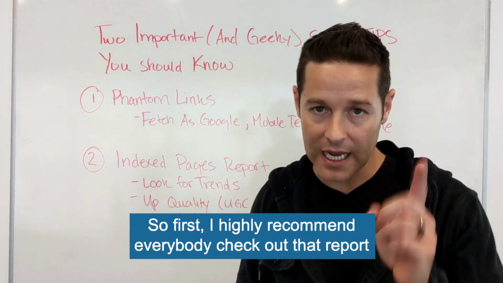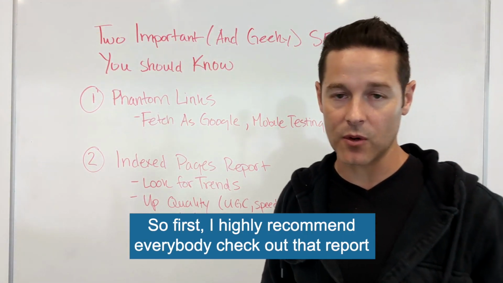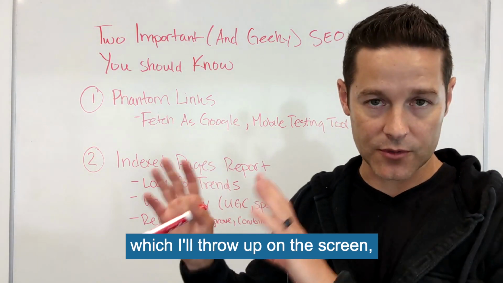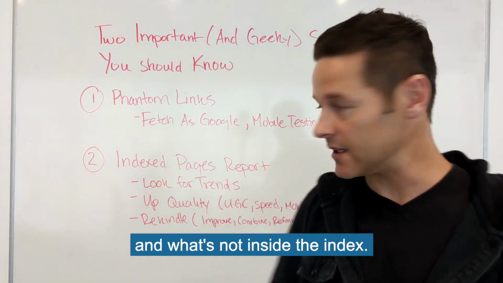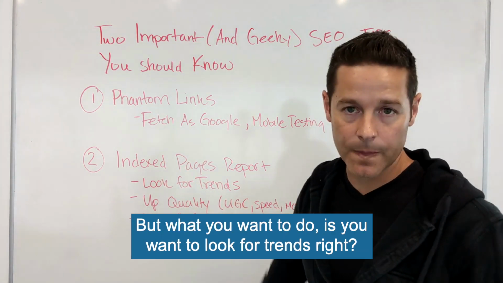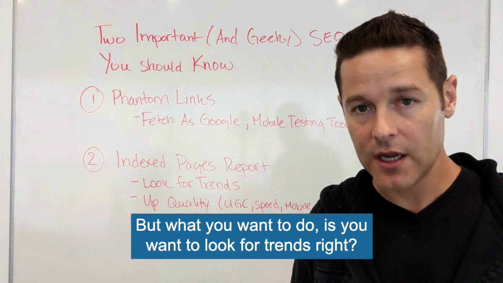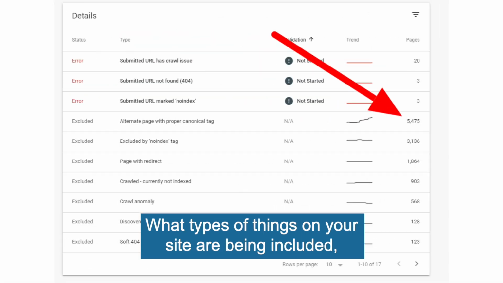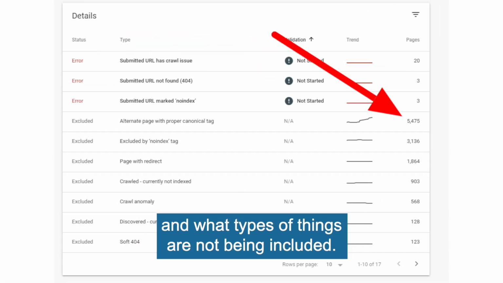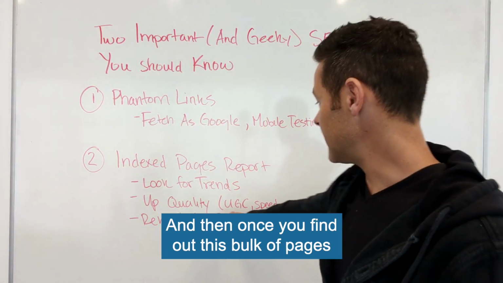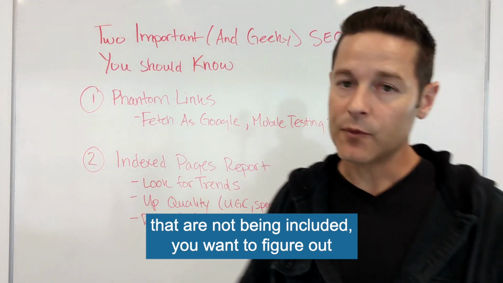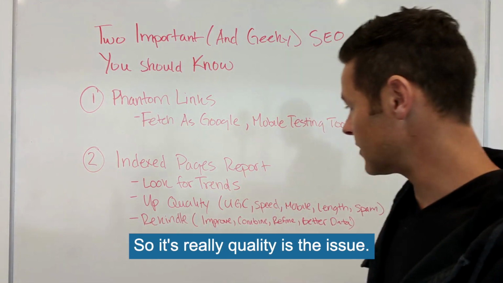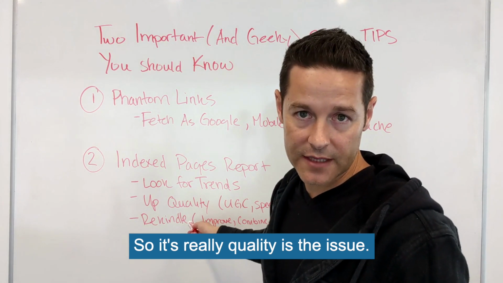So first, I highly recommend everybody check out that report, because you can click a button, which I'll throw up on the screen, and you're gonna be able to see what's in there and what's not inside the index. But what you want to do is look for trends, right? What types of things on your site are being included and what types of things are not being included. And then once you find this bulk of pages that are not being included, you want to figure out what's going on there. So it's really quality that is the issue.